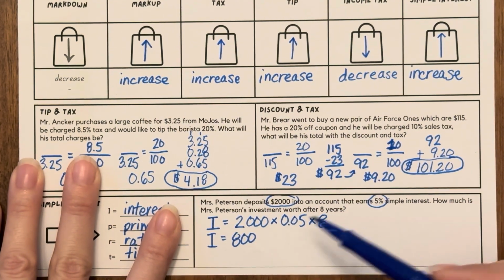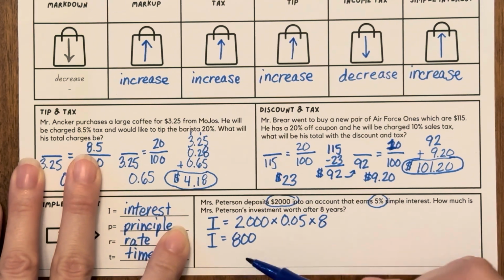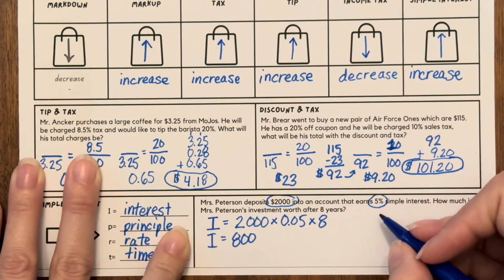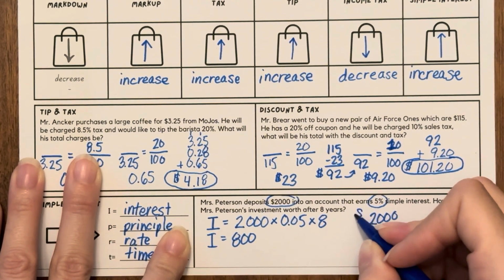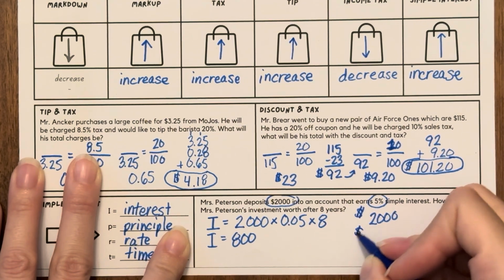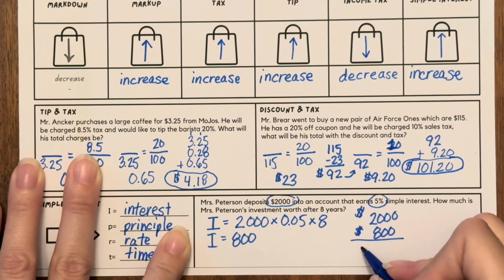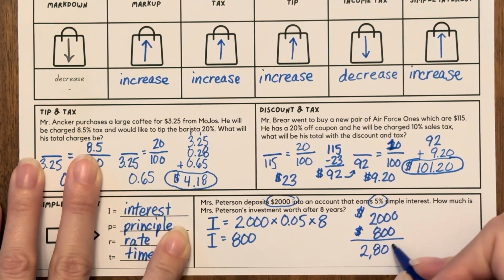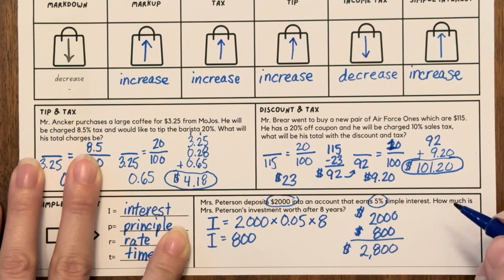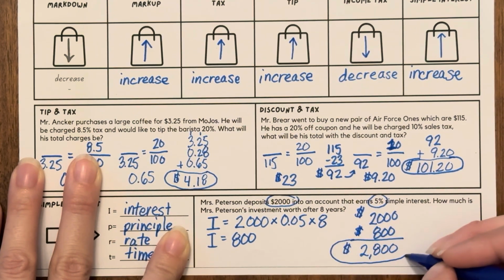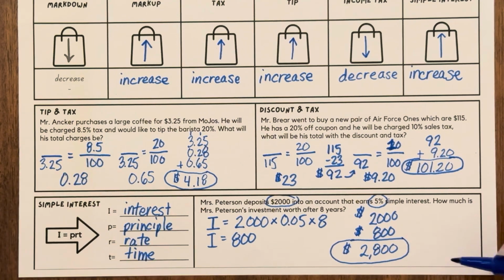That is not how much the investment is worth. That's how much it's gone up by. So we want to take the original amount of the investment, which is $2,000, and we're going to add the interest that's been earned to get the total. All right, so $2,800 is the amount of her investment now. It's how much it's worth now, okay?